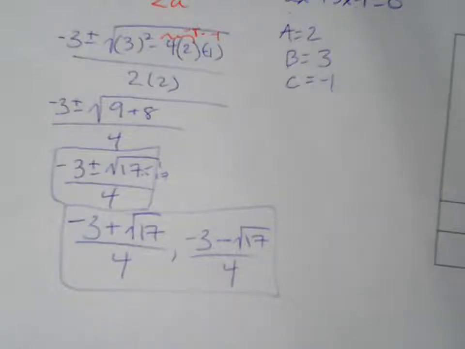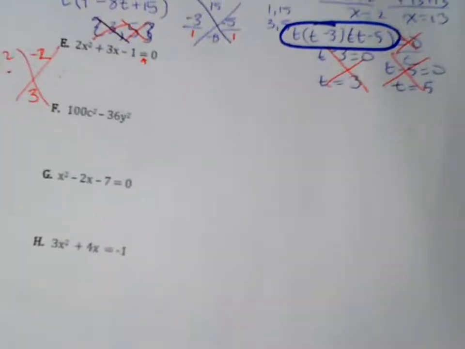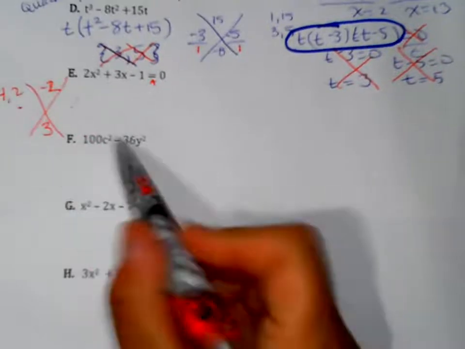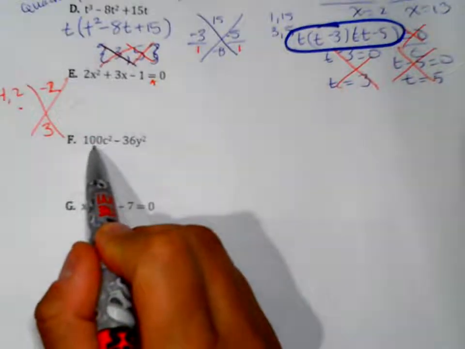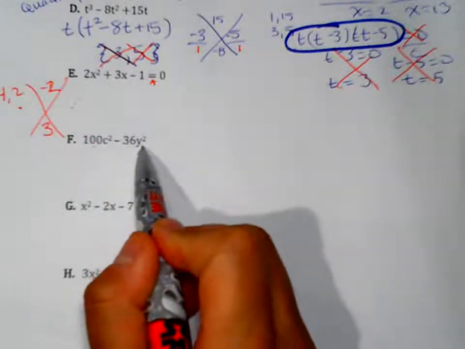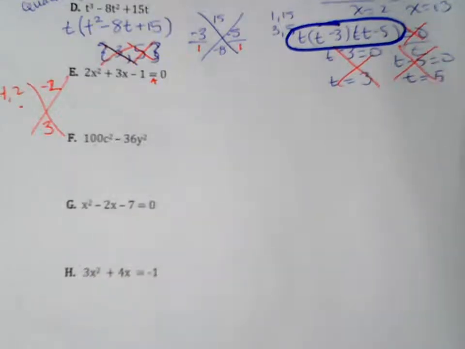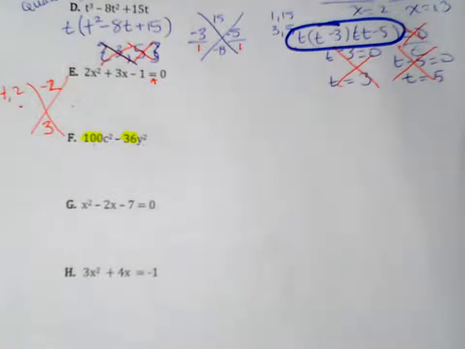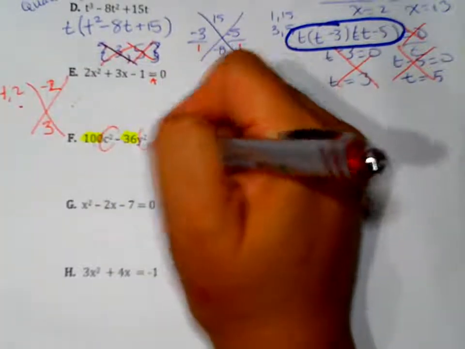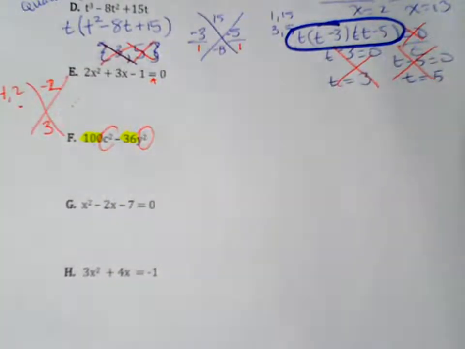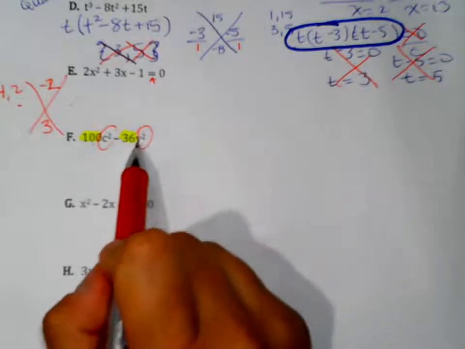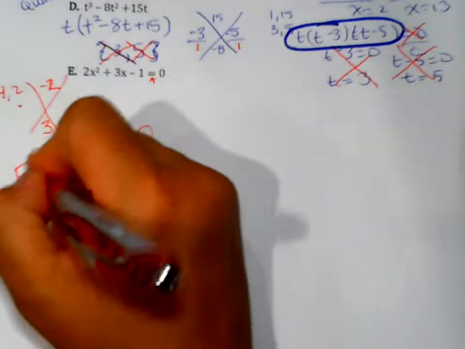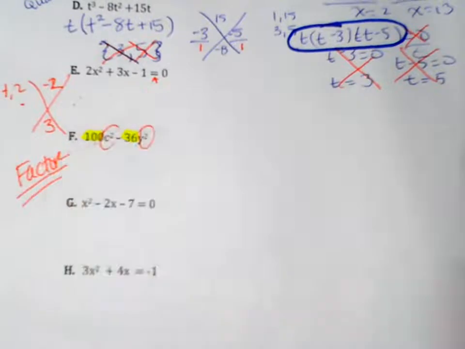Okay, let's do F. Going back here. I've got 100c squared minus 36y squared. You have to be able to recognize on stuff like this, you have to be able to recognize perfect squares. 100, 36, c squared, y squared, you guys have to be able to see those. No equal sign. So your answer is going to be in factors.